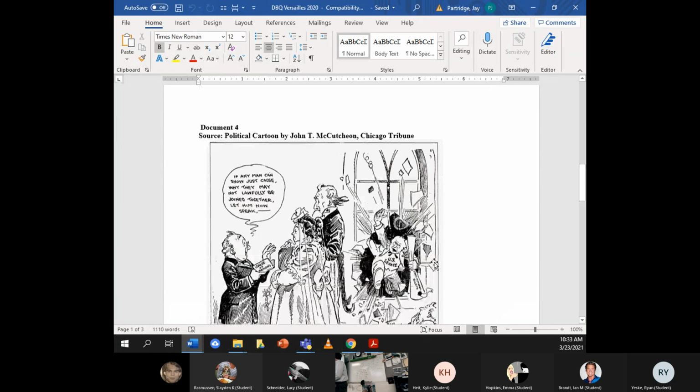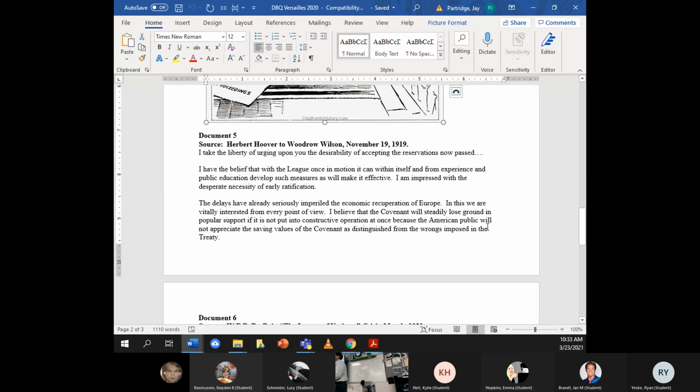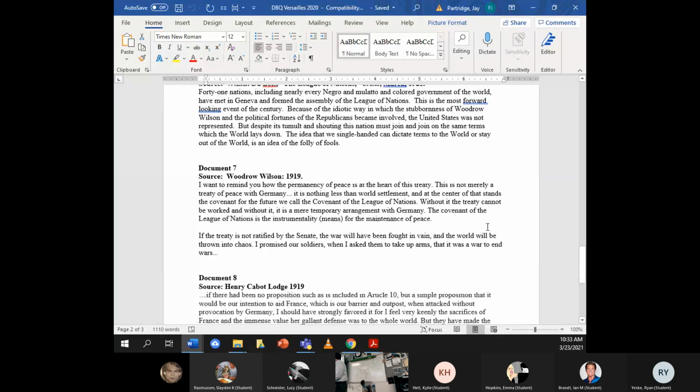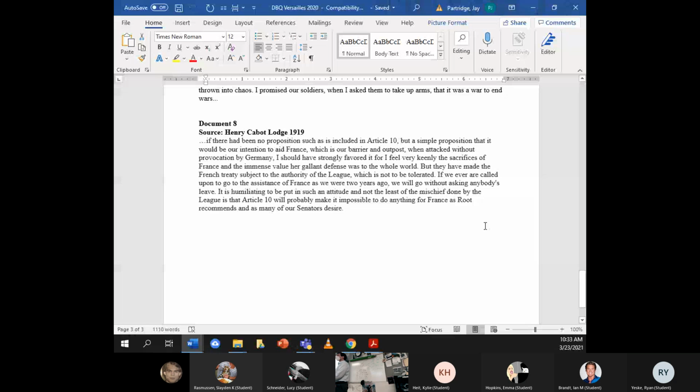Here, a cartoon, I showed this in class too, that's either the irreconcilables or the reservationists, and it shows that conservative fear of foreign entanglements. Becky's holding something, or she's getting married with foreign entanglements on her dress. Herbert Hoover, a reservationist. He is begging Wilson to change the treaty. Du Bois, a liberal, furious that Wilson won't compromise. Wilson won't compromise. We have to do it to protect the soldiers. And Lodge, the leader of the reservationists.